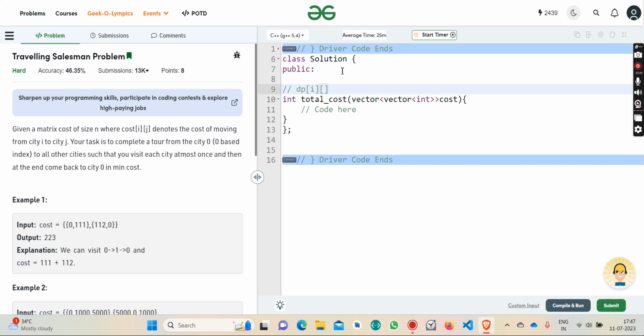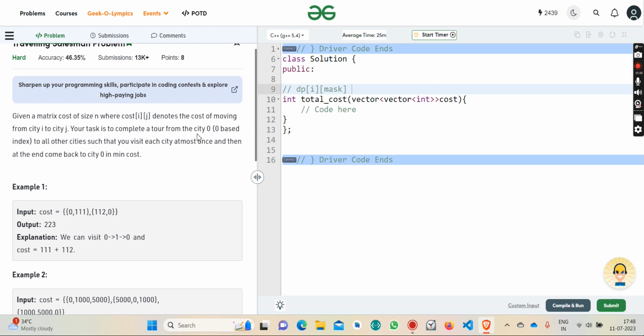So I am defining the state. DP with bit masking. Before going to the solution, let's discuss the problem first. We have been given a cost matrix of size n, where cost[i][j] denotes the cost of moving from city i to city j, and our task is to complete a tour from city 0, following zero based indexing, such that you visit each city at most once, and then at the end come back to city 0 in minimum cost.